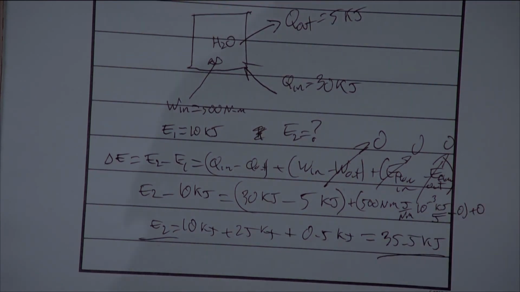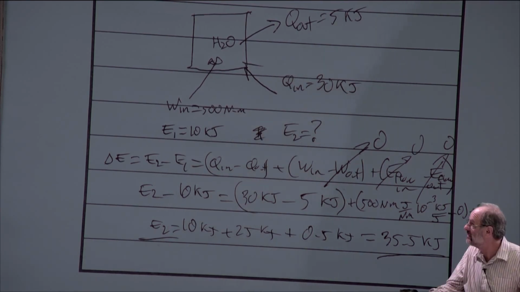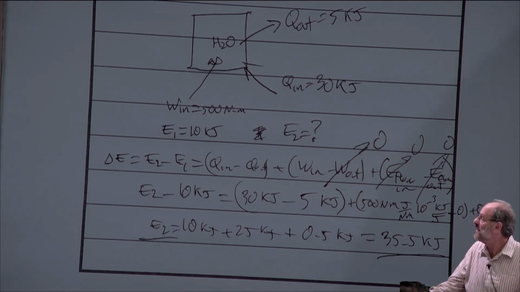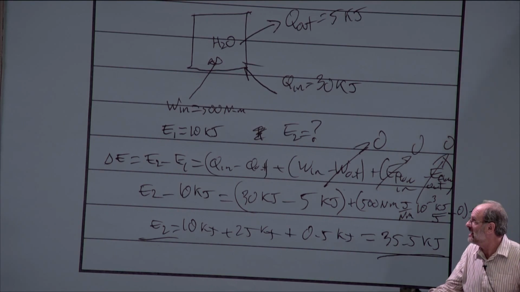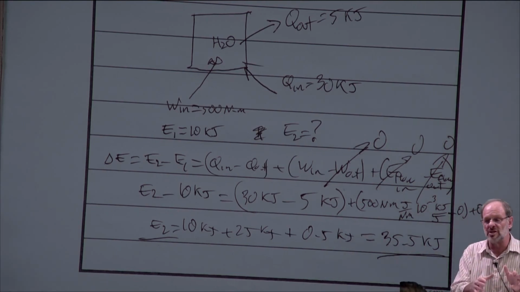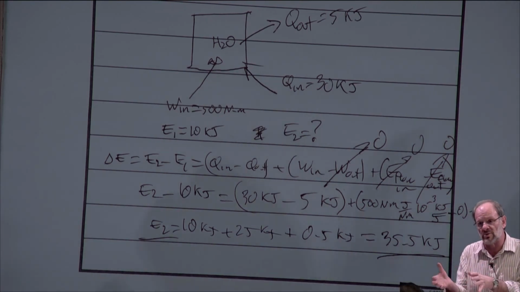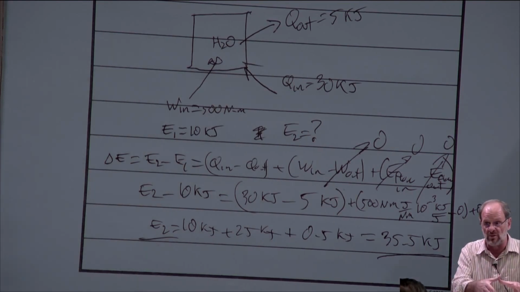Yeah. So in the book it says that it's E in minus E out. So in this problem, we're saying that E in is the 10 kilojoules, or the E out is the 10? No. The delta E is the difference between the energy in and energy out, but it's also the difference between the energy we end up with, E2, and the energy we begin with, E1.